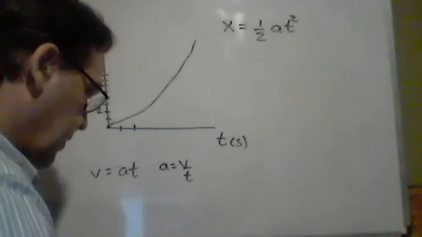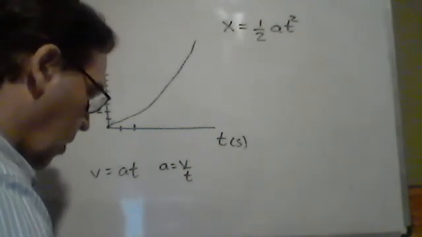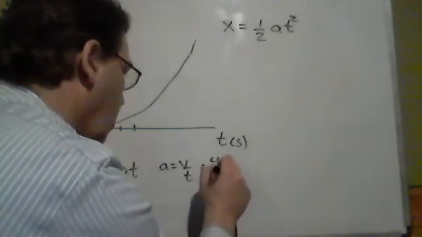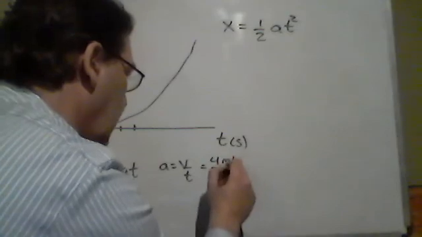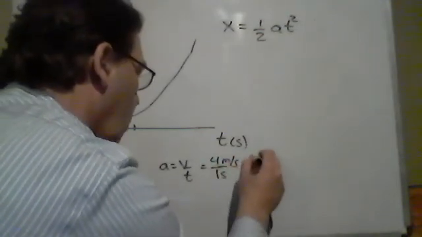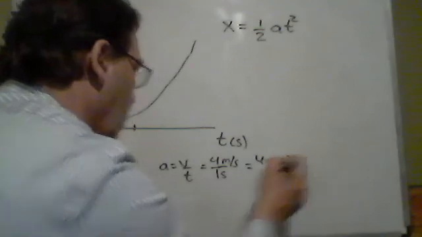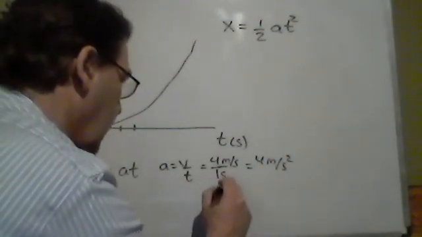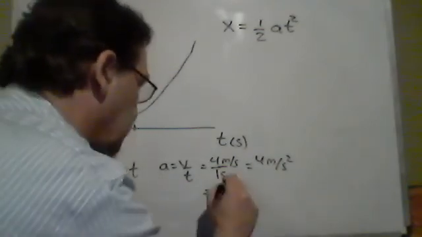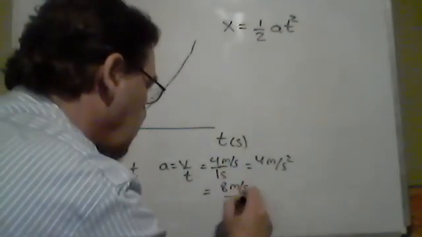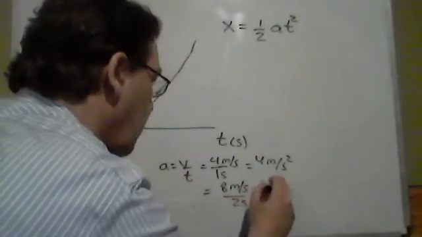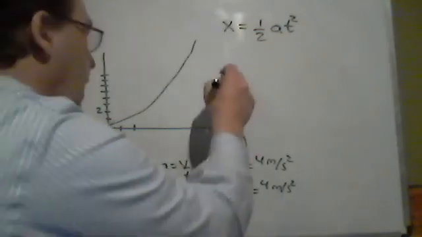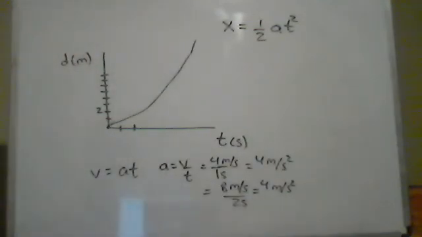I have a velocity of 4 meters per second at 1 second. So I have 4 over 1, 4 meters per second in 1 second, or 4 meters per second squared. Well, what about at 2? Well, I have 8 meters per second at 2 seconds, or again, 4 meters per second squared. So I could look at this relationship and say, yeah, I do see a regular relationship.